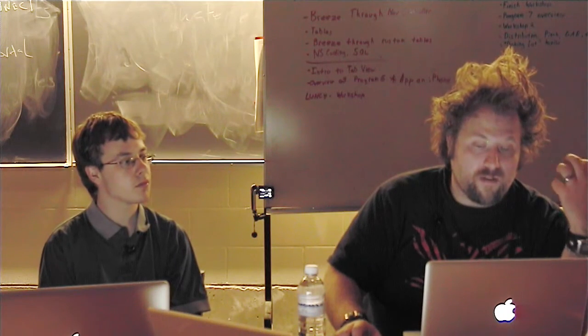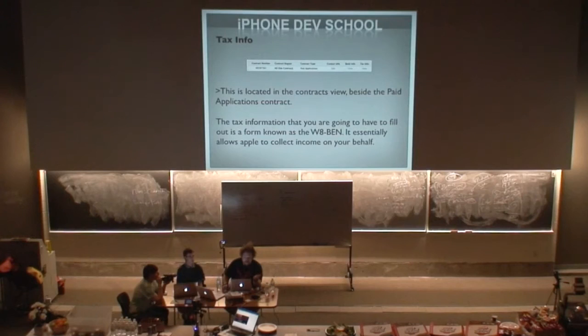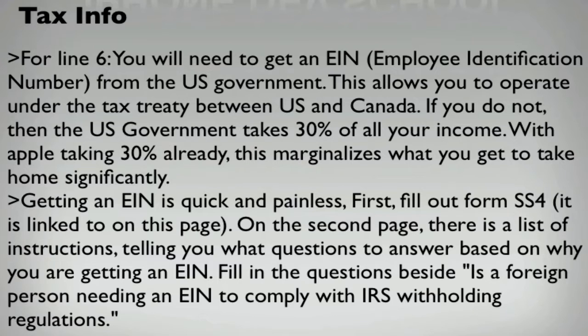The last thing you have to do as a Canadian, obviously, is fill out this form known as a W8BEN. Basically it allows Apple to collect income on your behalf. And what we're just trying to do here is be super specific. So it's not great for presenting or whatever, but for line 6, you need to get your EIN, which is an employer identification number from the US government.